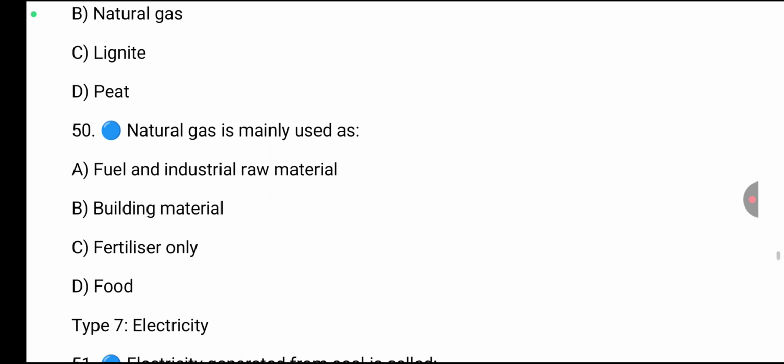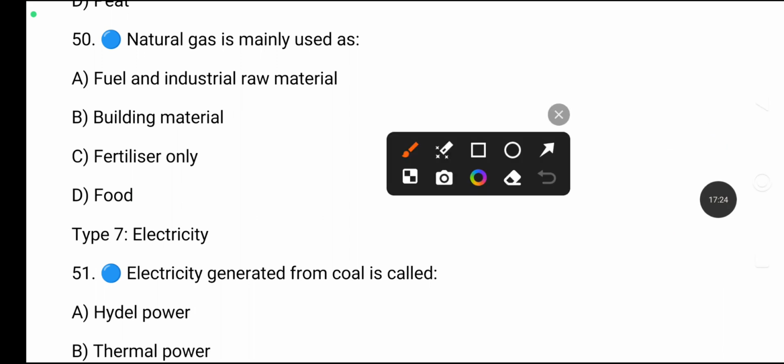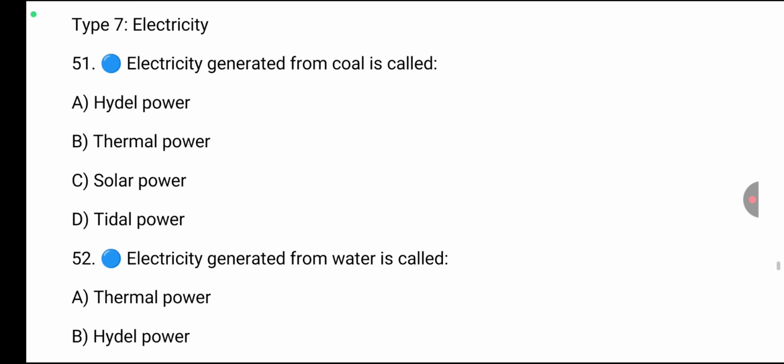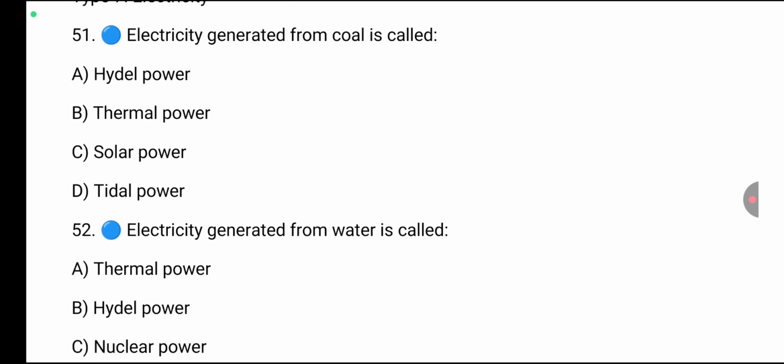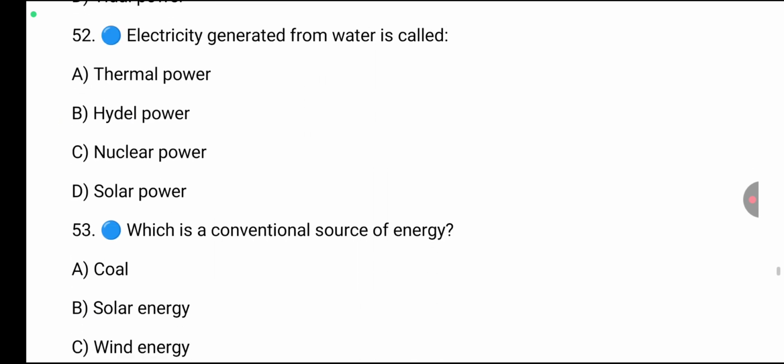Now moving on to question number 50. Natural gas is mainly used as fuel and industrial raw material, building material, fertilizer only, food. Answer will be A, that is fuel and industrial raw material. Now moving on to question number 51. Electricity generated from coal is called dash. Hydro power, thermal power, solar power, tidal power. That is B, thermal power.